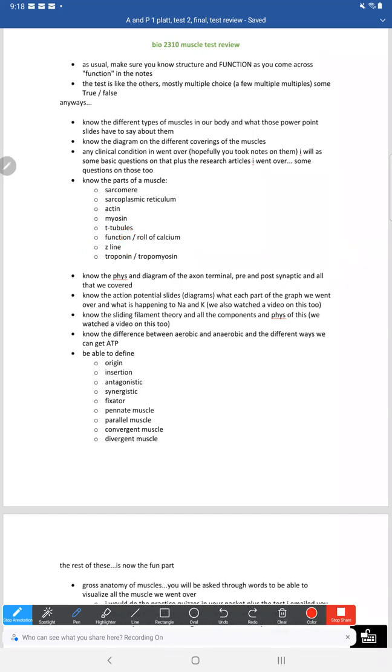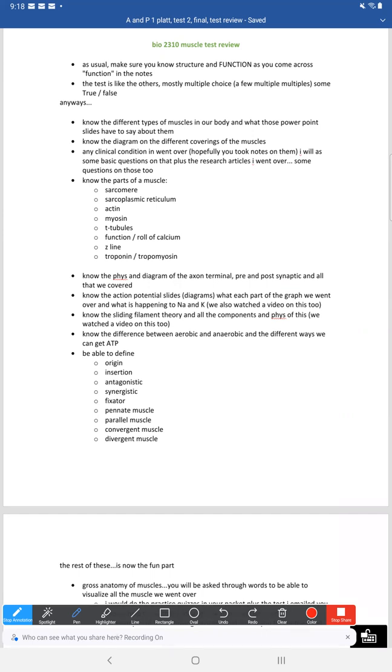Okay, and then what is troponin and tropomyosin? Okay, those are components built within the actin to help with myosin head binding. Okay, now just as a test review disclaimer, I'm just gonna go through the gist of this stuff, okay, to set you in motion.